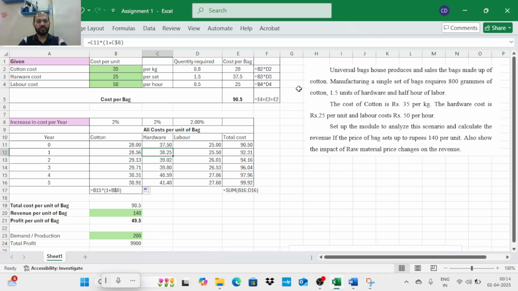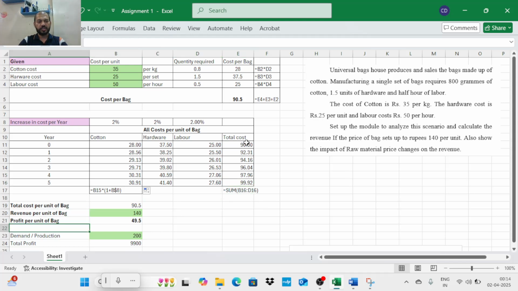Similarly, we have to put the formula here also in cell C12, same for labor cost as well. Now this will give us the total cost, the increased total cost per year.